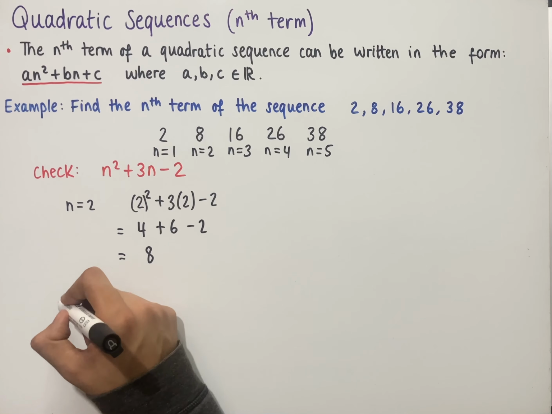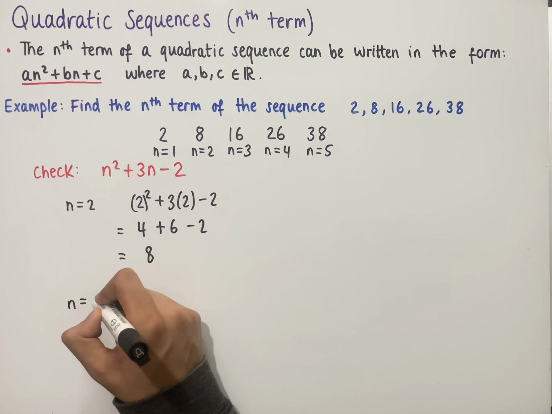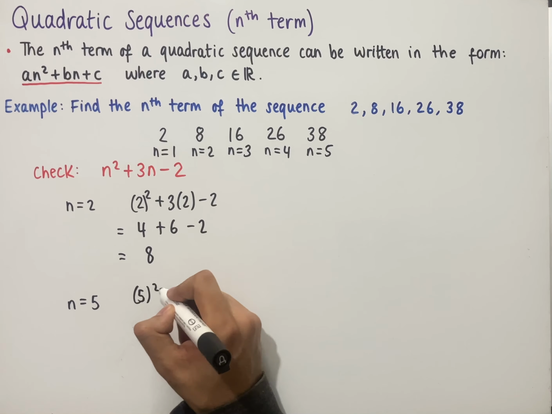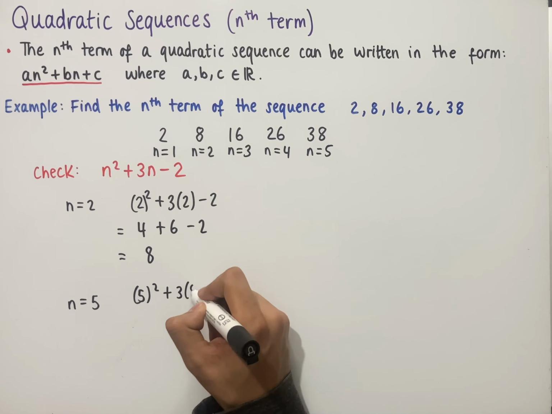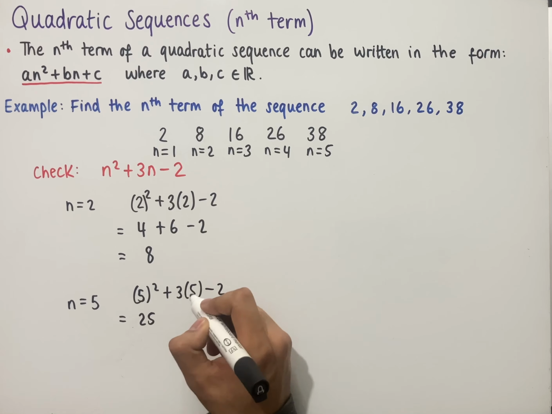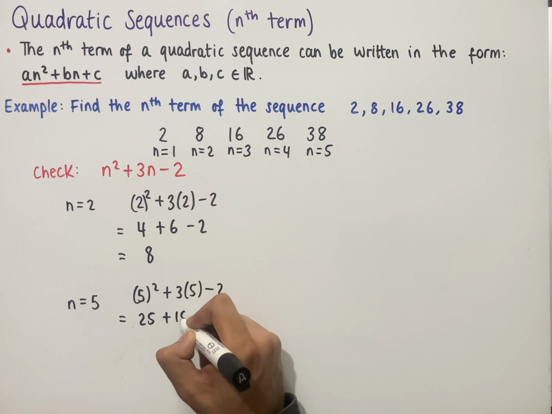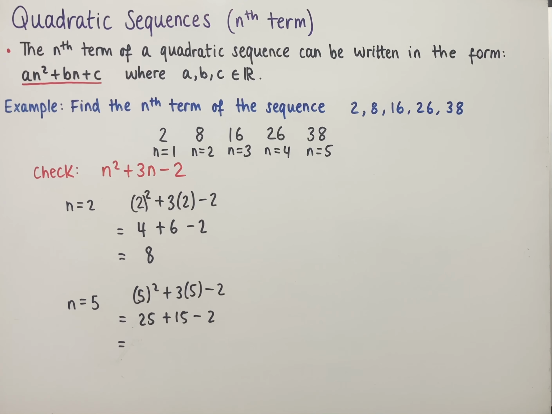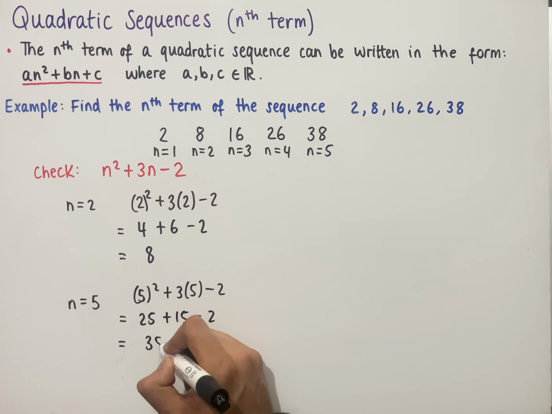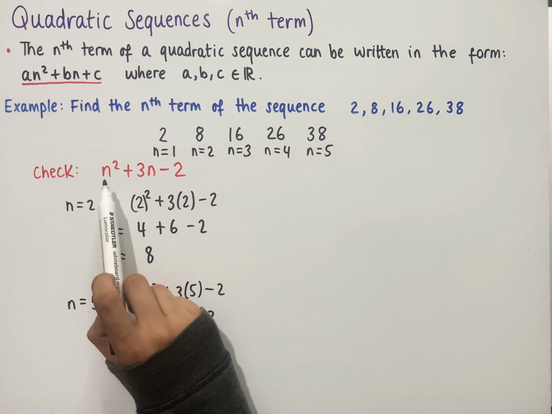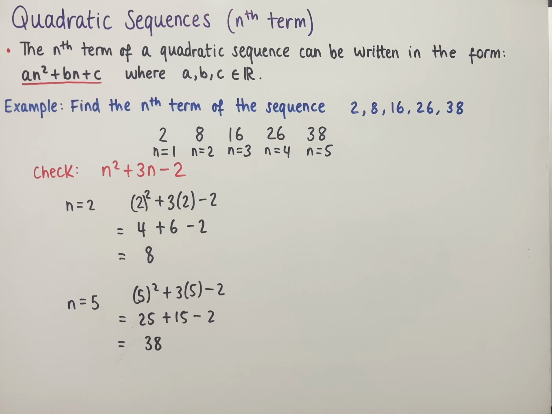If we check another value, so let's check the fifth term when n is equal to 5, then we have 5 squared plus 3 times 5 minus 2. If we simplify this, 5 squared is 25, 3 times 5 is 15, and then we're taking away 2 on the end. 25 plus 15 is 40, 40 take away 2 is 38. And so we see that our fifth term is indeed 38, and therefore our nth term for this sequence is correct.